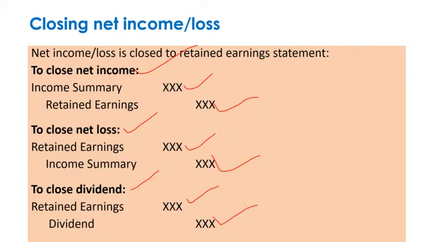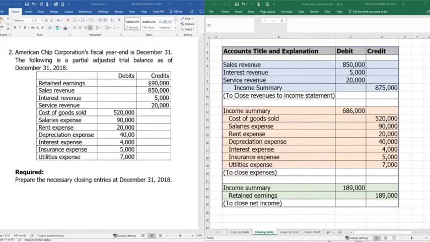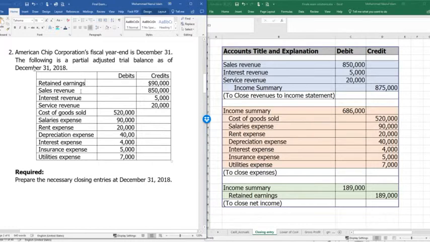So let's see one example, and how to prepare the closing entries. American Chip Corporation's fiscal year end is December 31st. The following is a partial adjusted trial balance as of December 31st, 2018. We have the retained earnings, sales revenue, interest revenue, service revenue, cost of goods sold, and all the expense accounts. We need to prepare the closing entries.